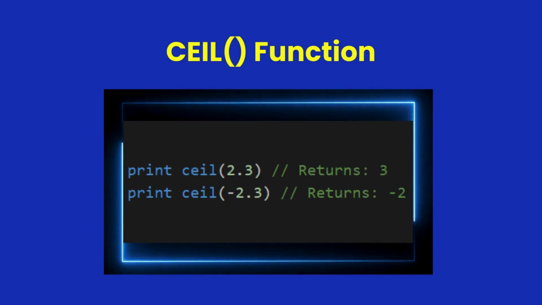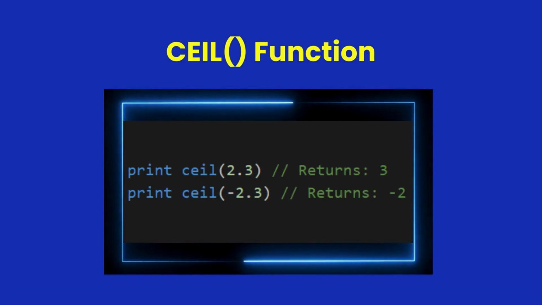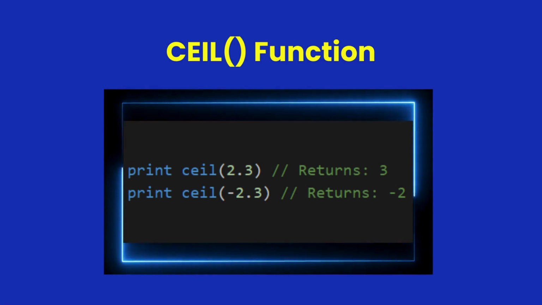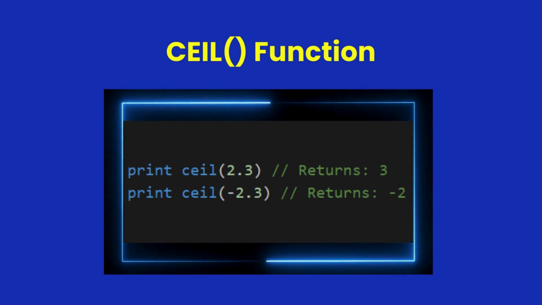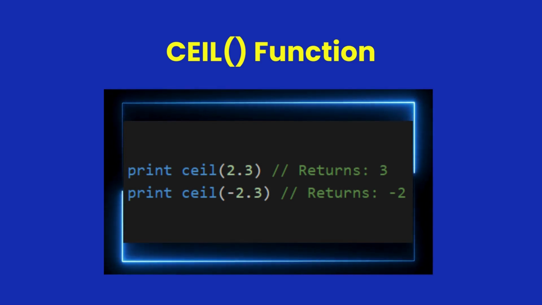The ceiling function returns the smallest integer greater than or equal to a number. Here are some examples. This function is helpful when you need to round up to the nearest integer.